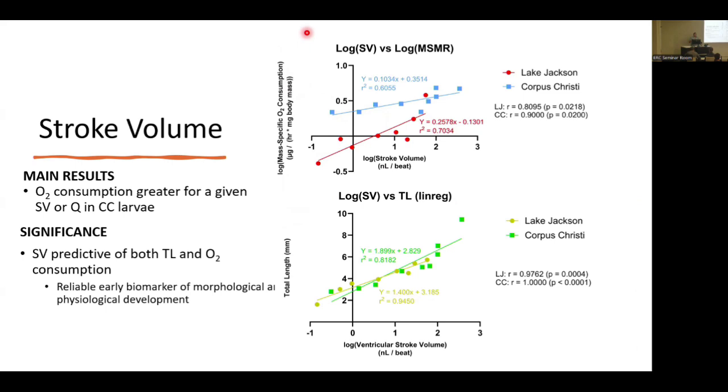Again, indicative of that increased growth scope, because they're getting more oxygen, they can allocate more of it towards those critical processes that are going to allow them to go through that highly taxing period of development, especially in metamorphosis.